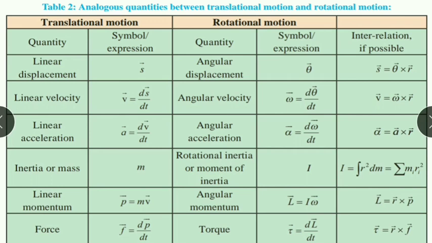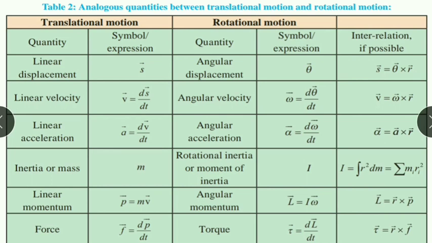So starts with linear displacement. S is equal to r theta, where S is linear displacement and theta is angular displacement. V is equal to r omega, where V is linear velocity and omega is angular velocity. A is equal to r alpha, where a is linear acceleration and alpha is angular acceleration.